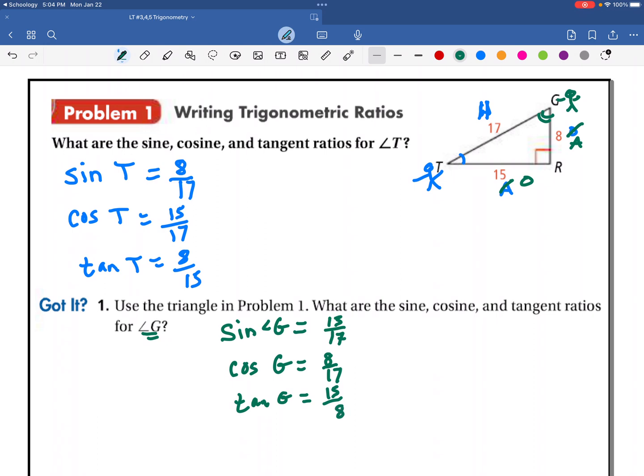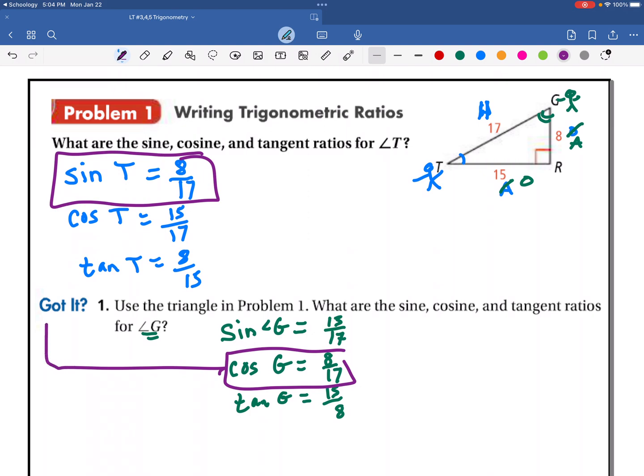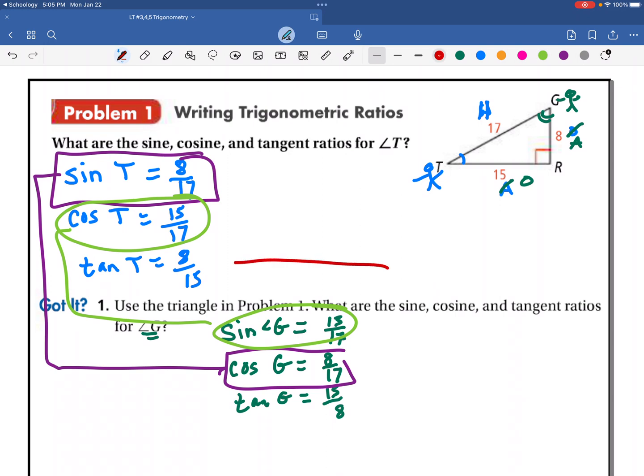So what do we notice here? Well, we notice that the cosine of G, 8 over 17, is equivalent to the sine of T. And you also notice that the cosine of T is equivalent to the sine of G. So we have this relationship that the sine of one acute angle is equivalent to the cosine of the other. Now the tangent of T and the tangent of G, if you look at those, they're inverses: 8 over 15, 15 over 8. So that's an interesting relationship.